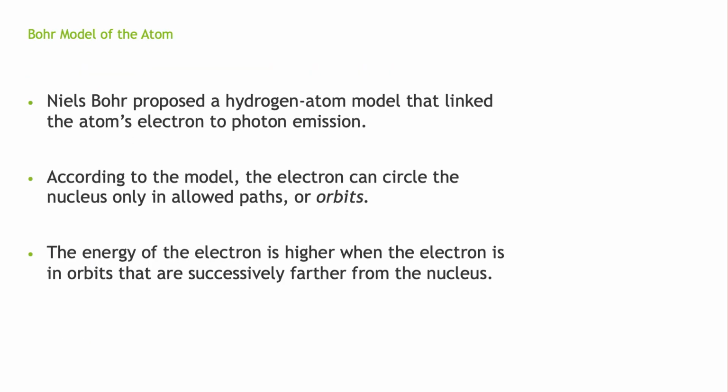So the Bohr model of the atom. Niels Bohr proposed a hydrogen atom that linked the atom's electron to a photon emission. According to the model, the electrons can circle the nucleus only in paths or orbits. The energy of the electron is higher when the electron is in orbits that are successively farther from the nucleus.